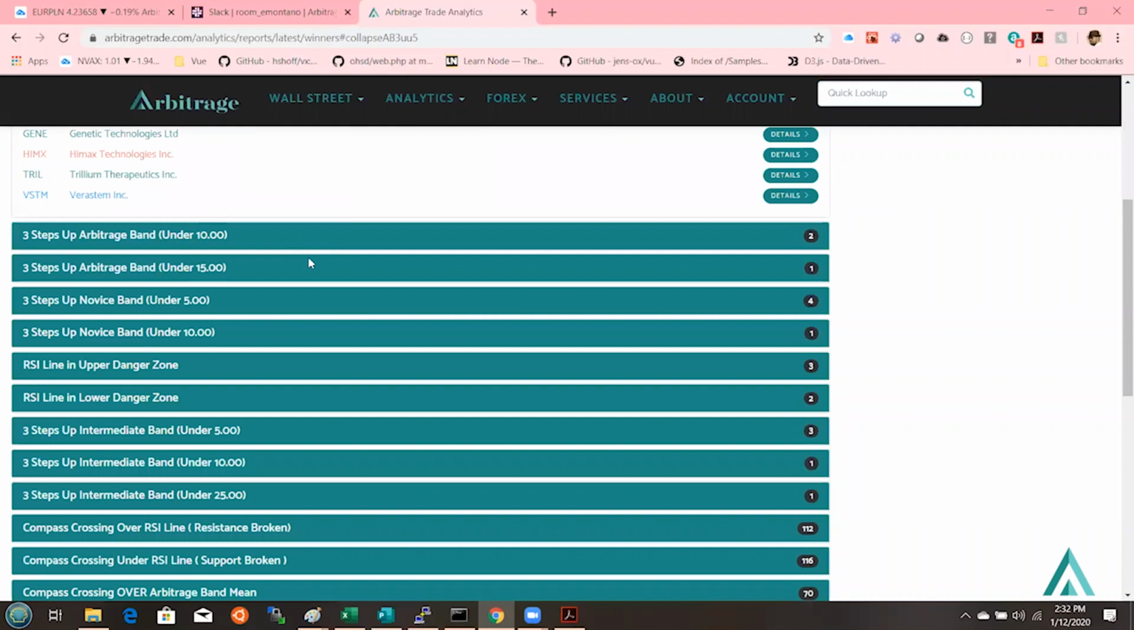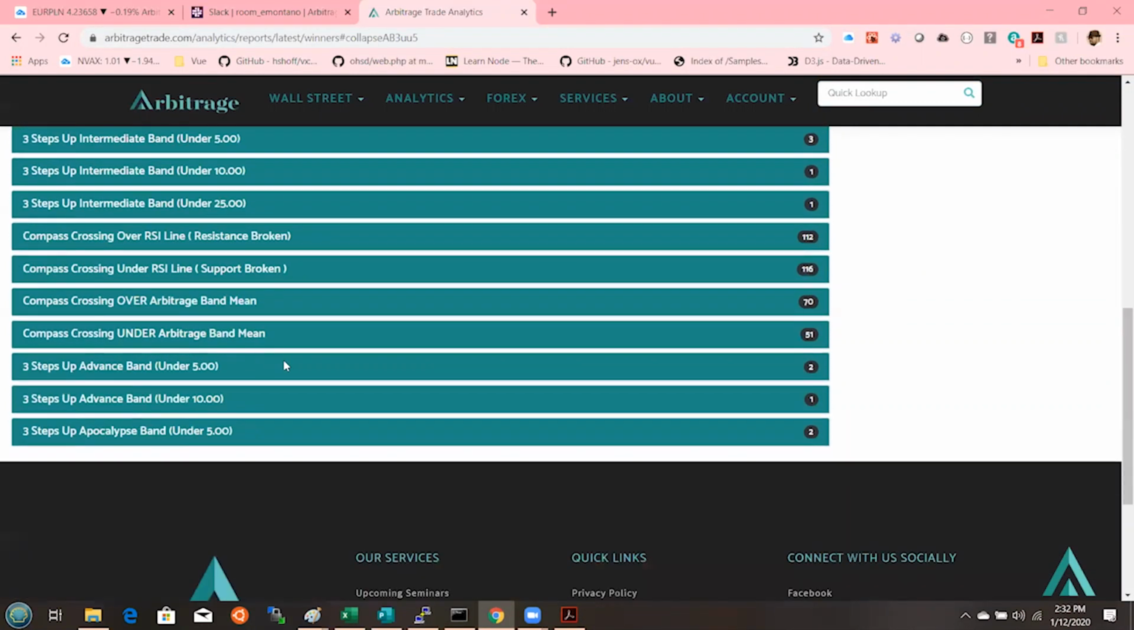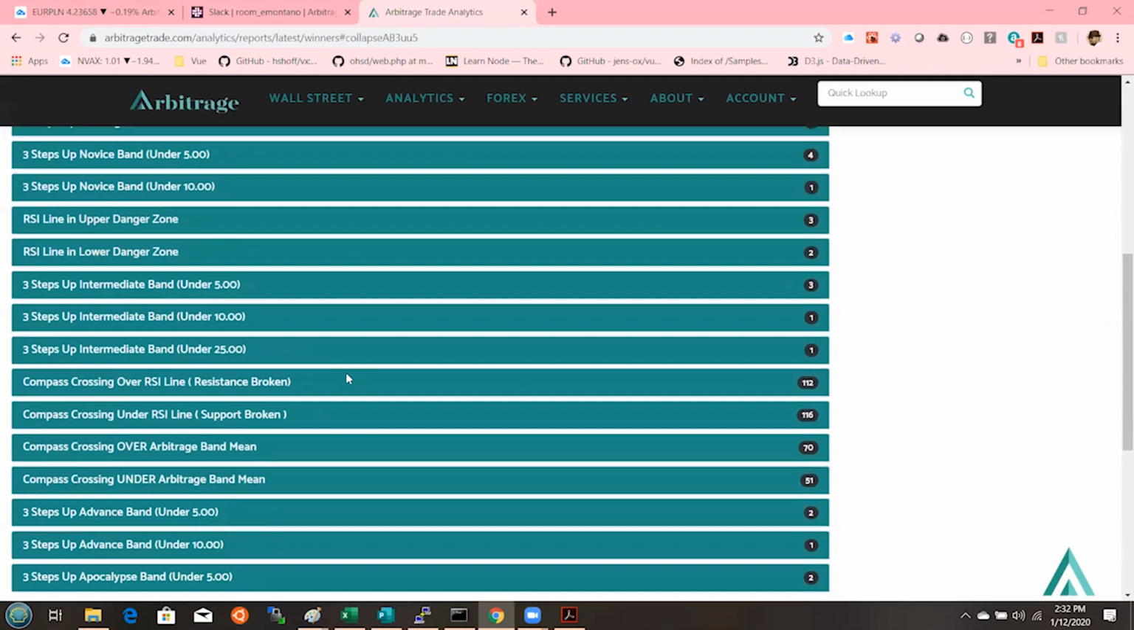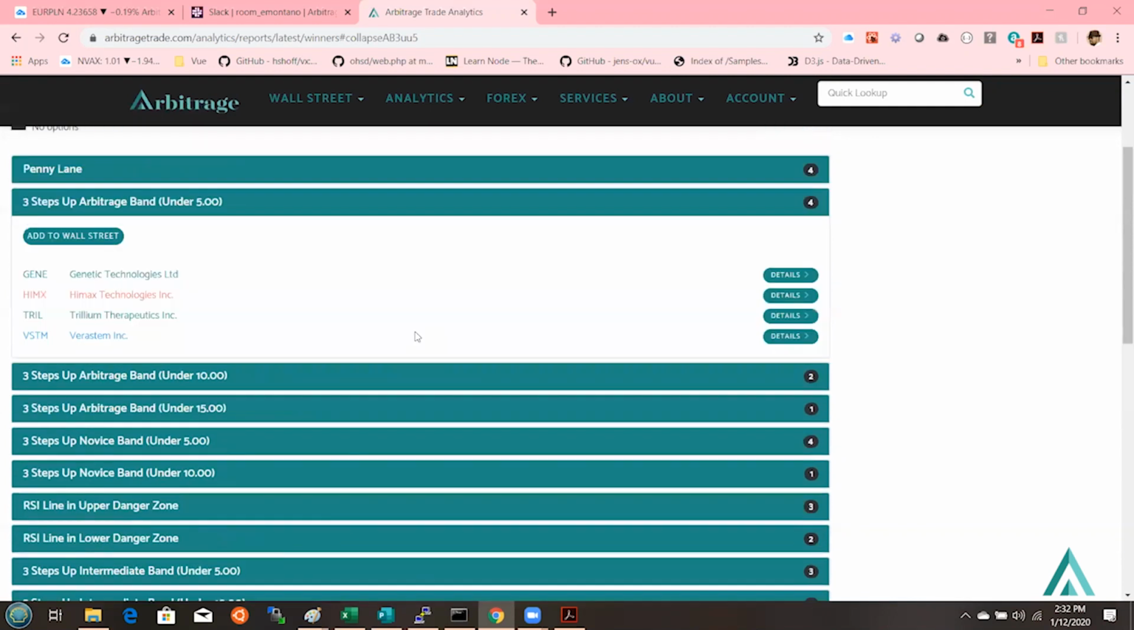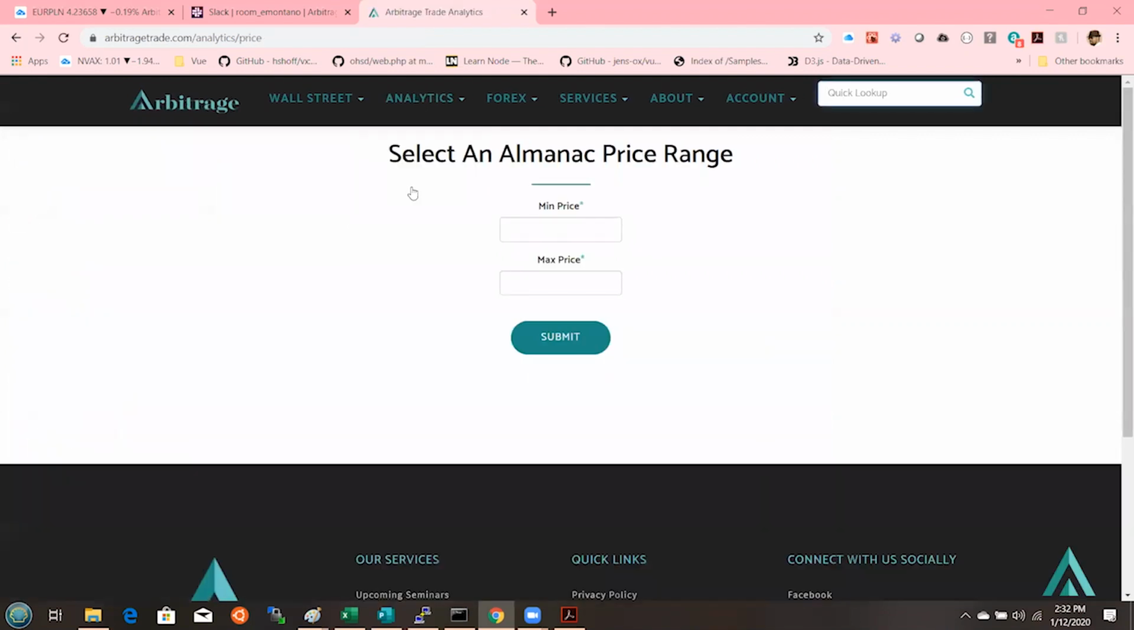And basically we have price ranges and say, okay, the RSI is in the lower danger zone. We have all different types of disciplines to help you, once you know the nomenclature of the system, help you trade the system and be successful with it. They always tell you buy low and sell high, but they never tell you where low is. That's where our filter by price comes into play here.